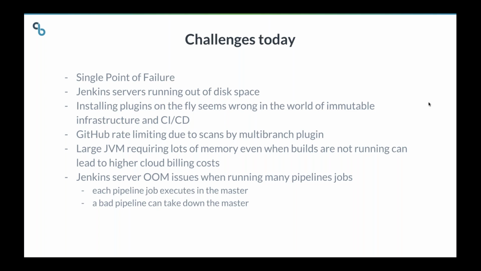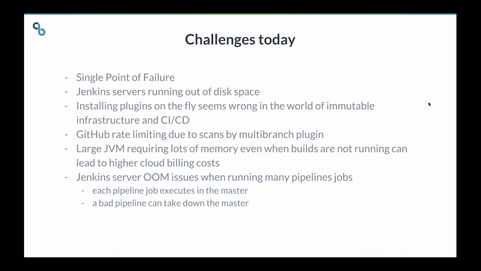Some folks who use GitHub often find the multi-branch plugin, which is very common to scan for pull requests and scan for feature branches. That can sometimes be overzealous in how many GitHub API calls it makes. So you can hit API rate limiting. We certainly have hit that on the Jenkins X project in the past.